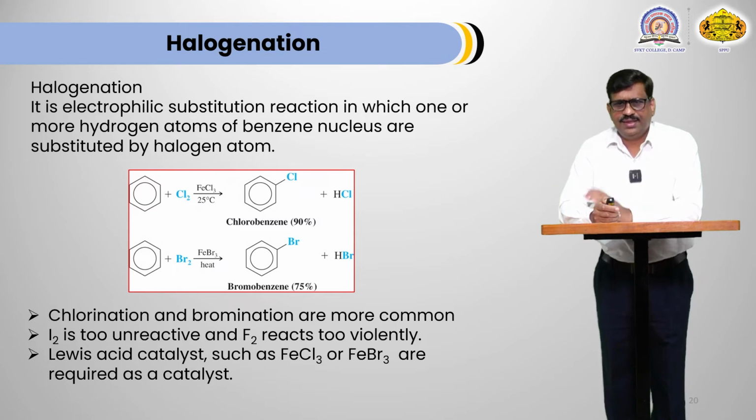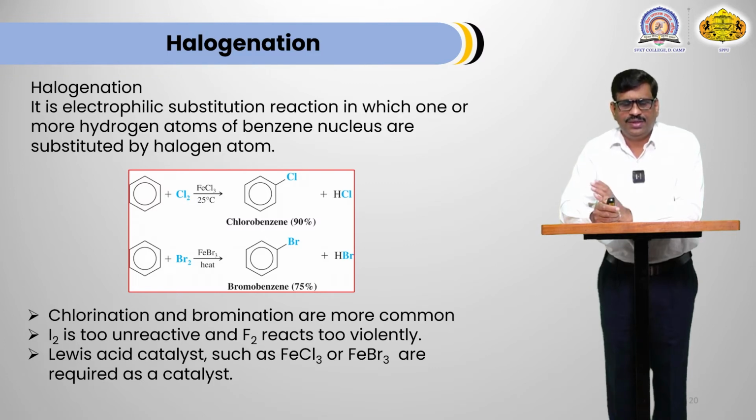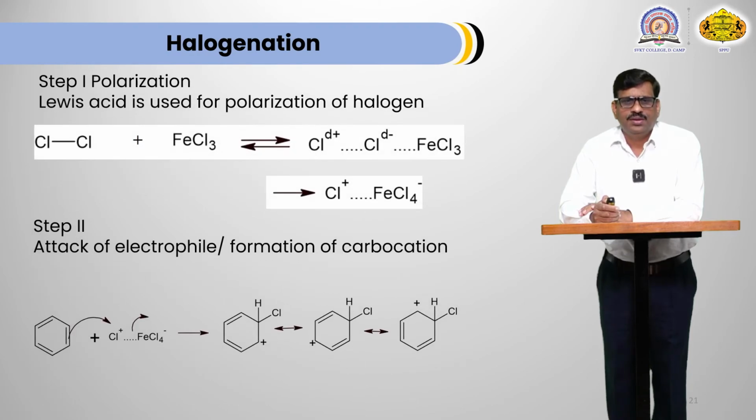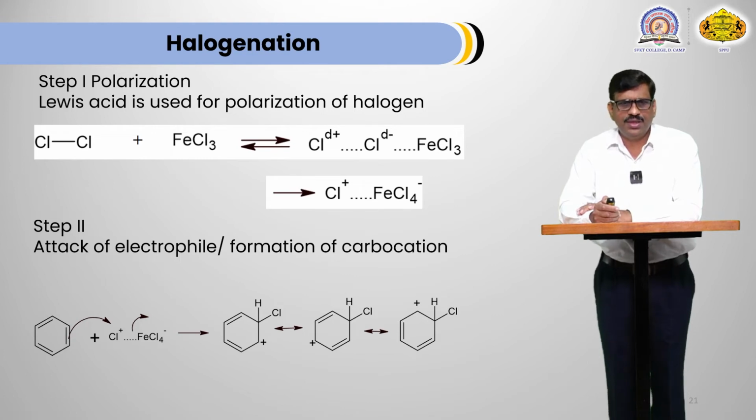Other Lewis acid catalysts like FeCl3, FeBr3, ZnCl2 can be used as a reagent or as a catalyst for the halogenation reaction. This is the mechanism. Step first is polarization. As you know, in a halogen molecule both atoms are similar, meaning in Cl2 both atoms are chlorine. That's why the bonding electron pair is equally shared. Hence there is no charge on either chlorine atom.